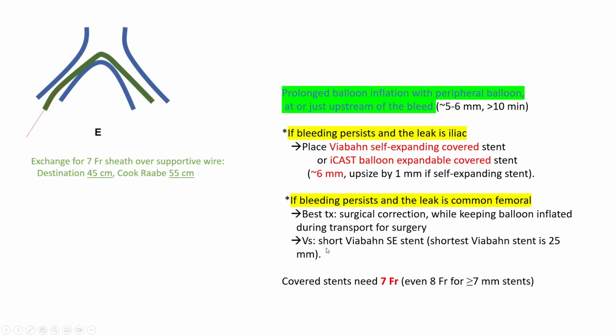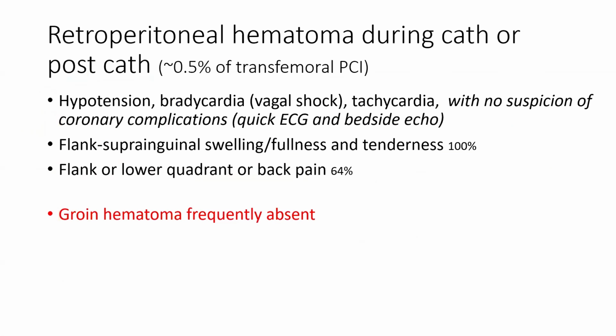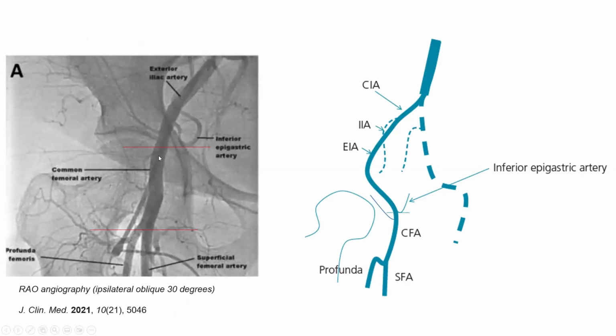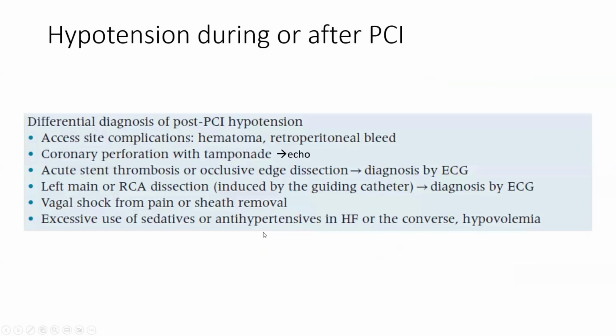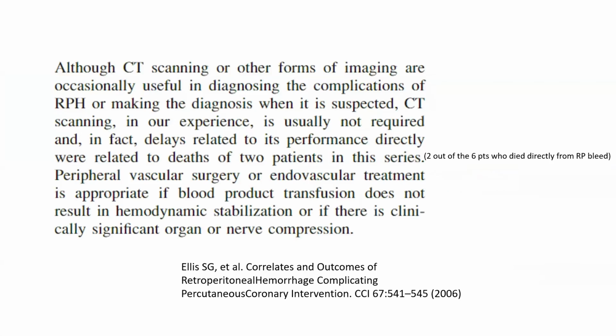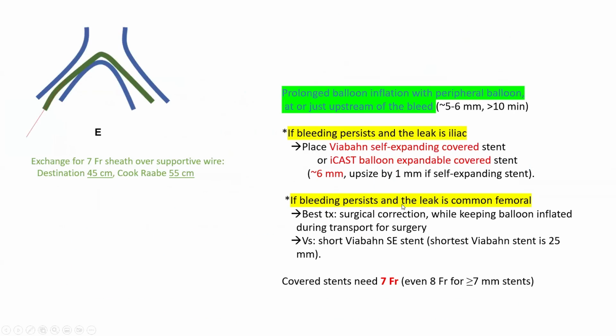Now, for common femoral leak, you may consider a short Viabahn self-expanding stent if that common femoral leak is in the proximal common femoral, close to the iliac. You may put a short stent here that may not preclude future access and that has a lower risk of fracture when it's short. The shortest Viabahn stent is 25 millimeters. So you may consider that, but the best treatment for common femoral is usually surgical correction.